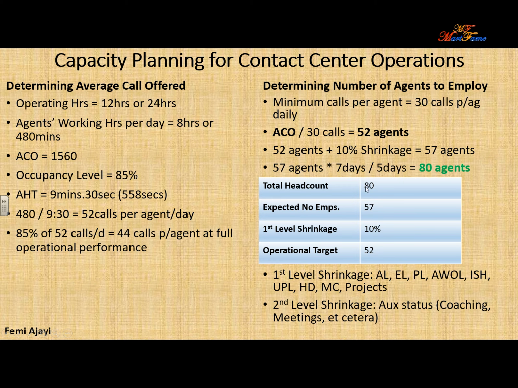So in summary, the total headcount would be 80. The expected number of employees will be 57. The first level shrinkage, that will be 10%, which we added on to give us 57. And then our operational target will be 52. That means we're expecting at least 52 agents to turn out for work on a daily basis to be able to handle this average call offer within a specific service level, depending on how the operations manager and the real-time analyst manage through the day in terms of intraday management.